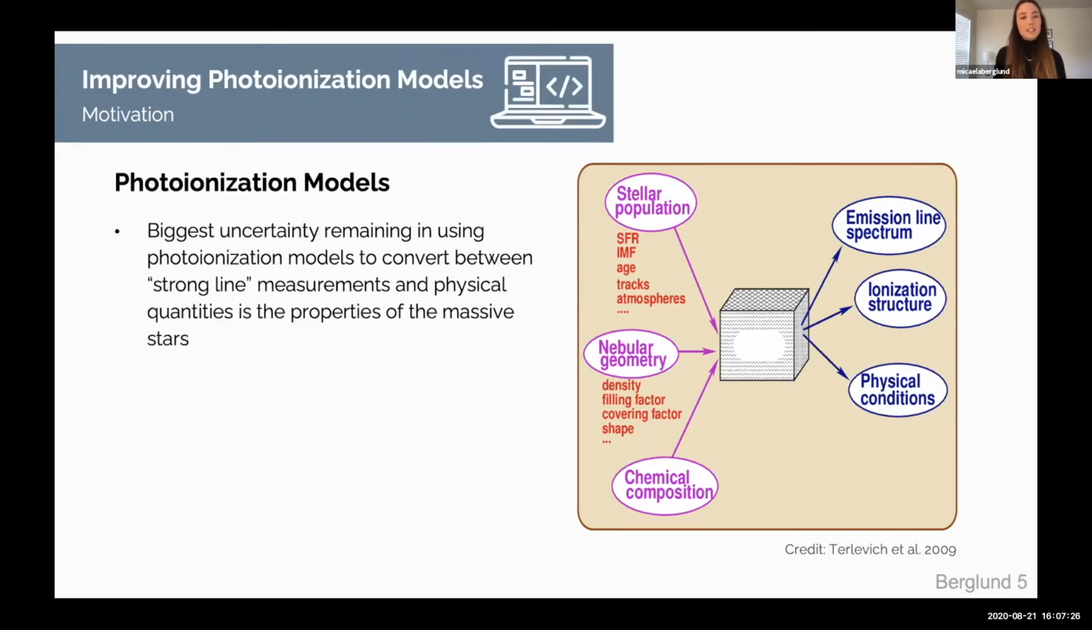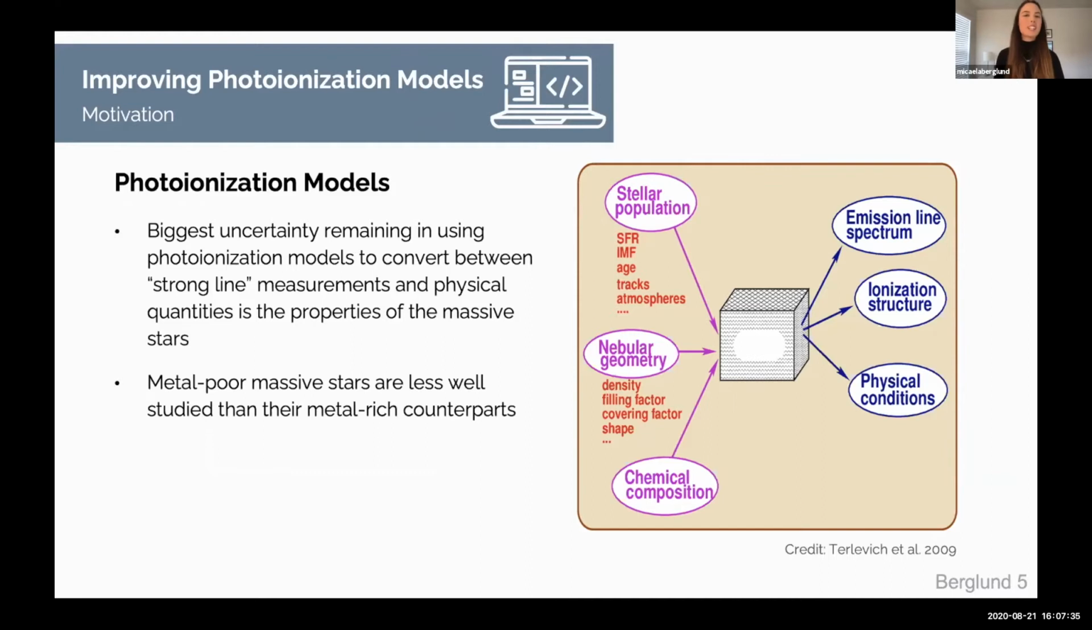One of the biggest uncertainties in using these models is the properties of the massive stars. Metal poor massive stars are particularly less well known than their metal rich counterparts. They're not common in the local universe, so we have a lot less data about them, and therefore our models are less robust. Massive stars are incredibly important, though, in galaxies. They have a significant influence on the observables because they're such strong ionizers.